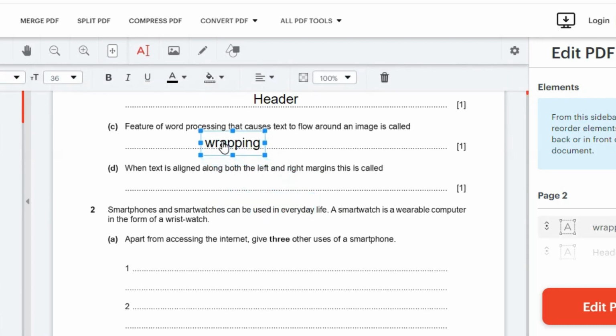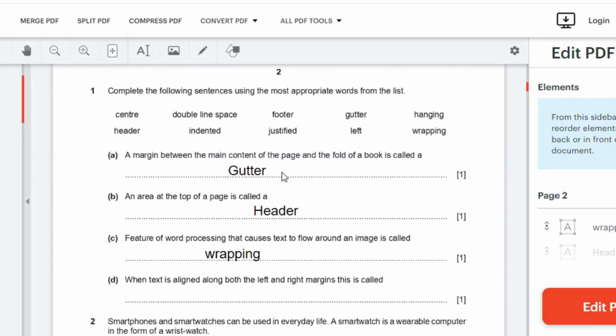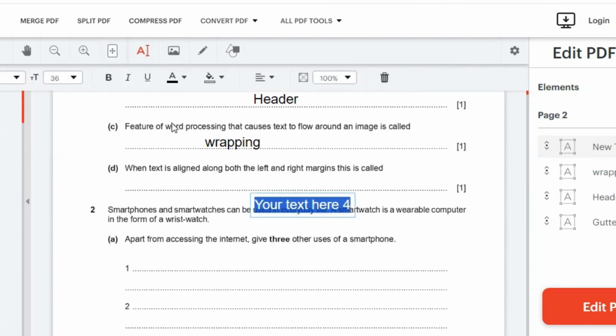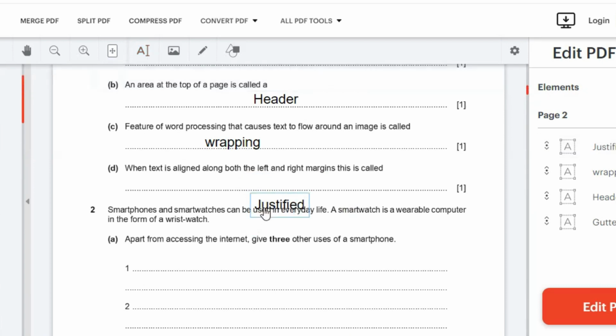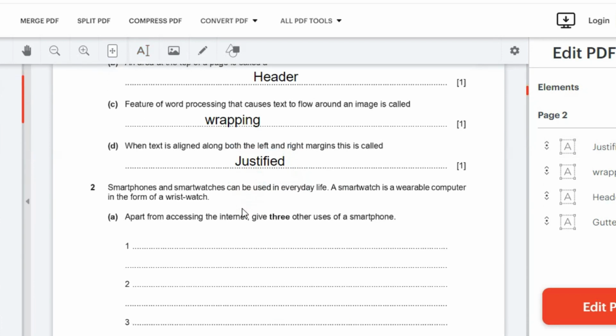All right, so question 1D says, when text is aligned along both the left and right margins, this is called what? Very good. This is called justified. All right. So let's move on to question number 2.